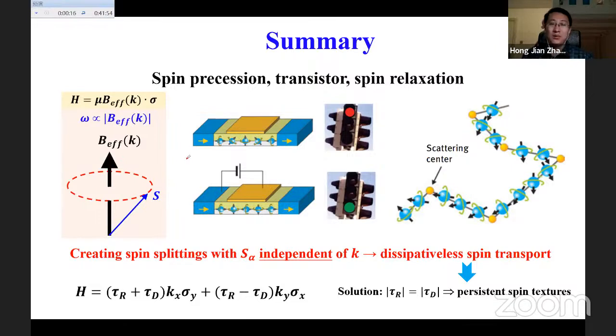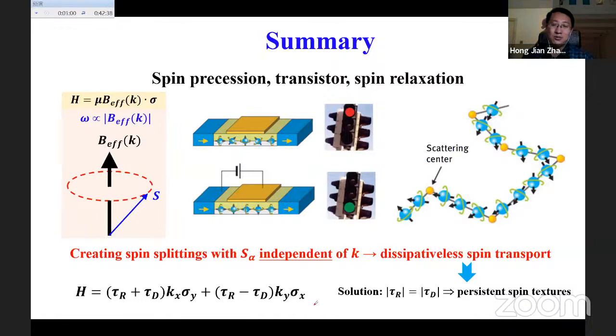Based on this, we are able to design the spin field effect transistor. And to avoid dissipative spin transport, we want to avoid spin relaxation. Spin relaxation is the notion that during spin transport, the scatterer changes the electronic momentum. Because the momentum and spin are locked with each other, the spin state is killed by the scatterer, causing dissipative transport. To enable non-dissipative spin transport, we want to create spin splitting with spin magnetization independent of electronic momentum, let's say, the persistent spin texture.